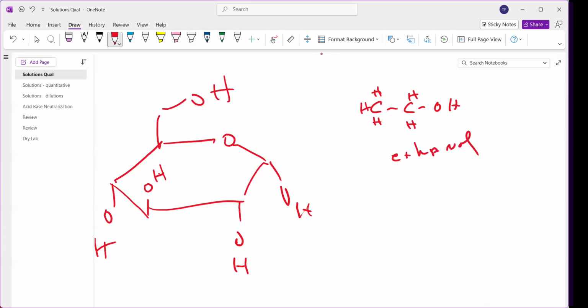Ethanol. Drinking alcohol. What do you see in that ethanol? OH. That's why alcohols are very polar and hence dissolve quite nicely in water. So like dissolves like. Polar dissolves polar.